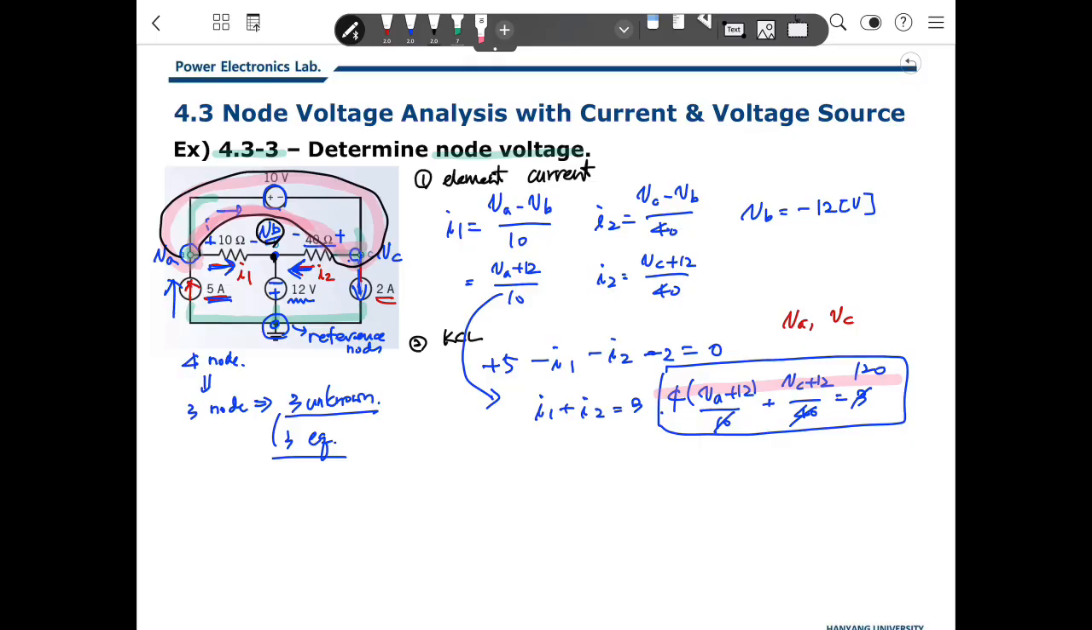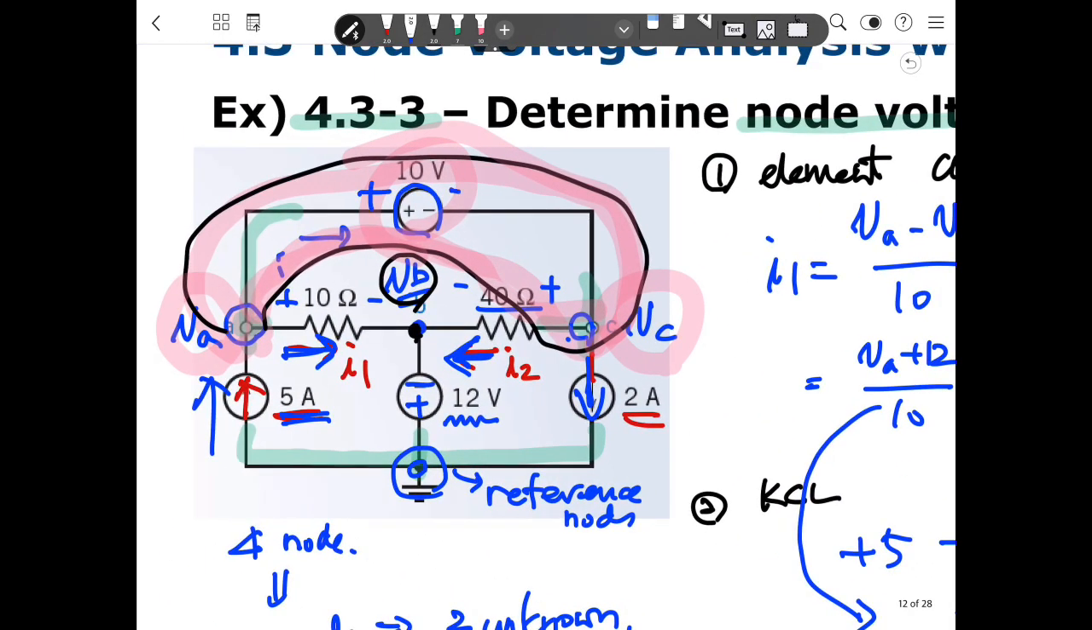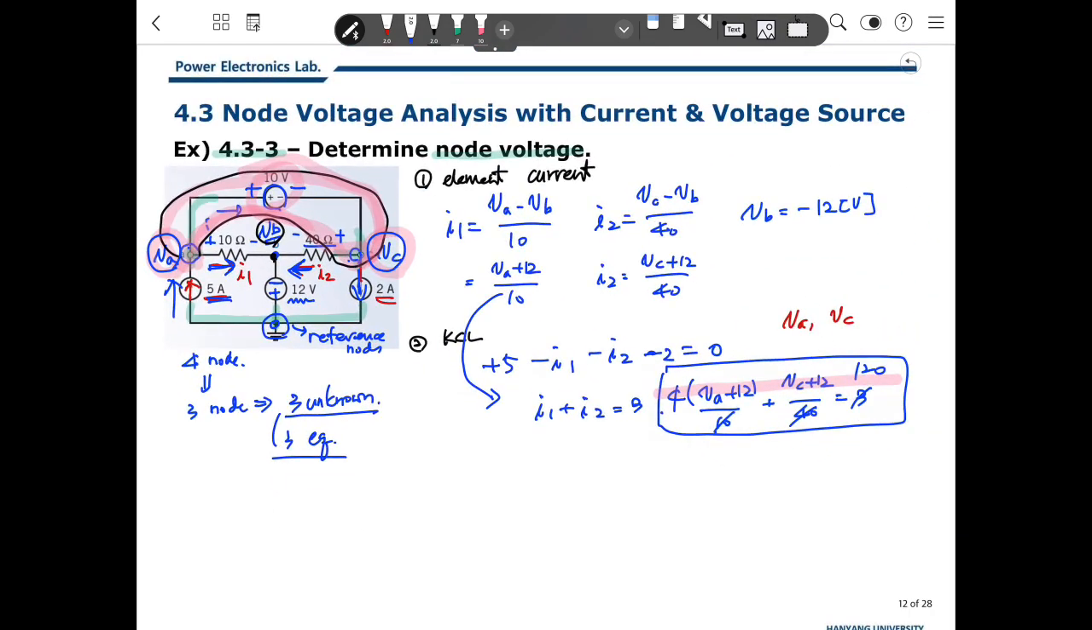The supernode defines the voltage relation between VA and VC based on the voltage source. That's the reason why we have to define the supernode in this way. So this is plus and this is minus. This is VA and this is VC. So based on that, we know VA is VC plus 10. So we obtain another equation.